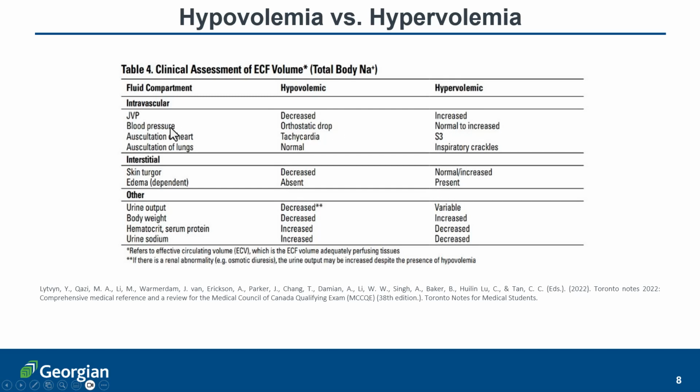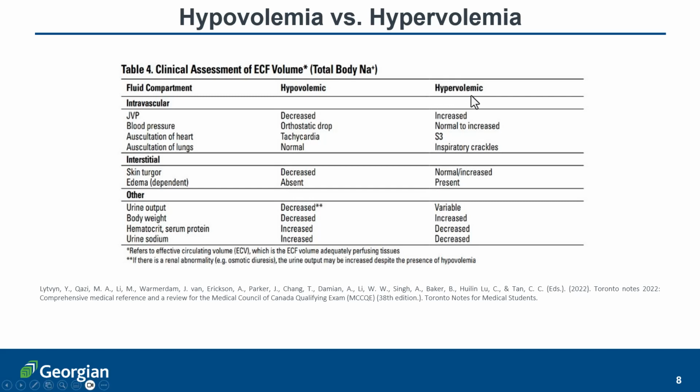In terms of blood pressure, this is where it gets a little complicated. You would anticipate that for a hypovolemic client, the blood pressure would be decreased. Well, that's true if it's severe hypovolemia, but in the case of mild or moderate hypovolemia, because of the compensatory mechanisms that are present in terms of defending blood pressure, it's not as simple. What is measurable is an orthostatic drop. So that is far more pronounced in a hypovolemic client compared to a client that does not have hypovolemia.